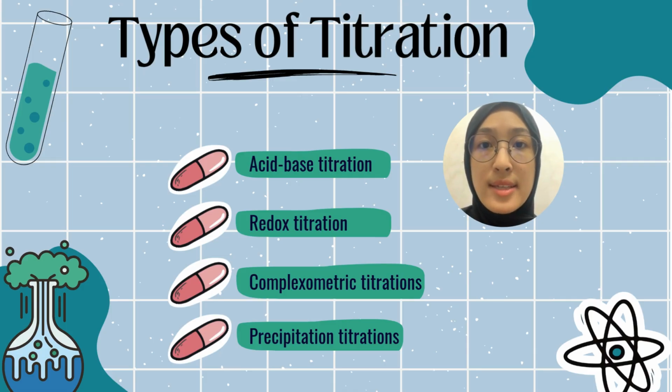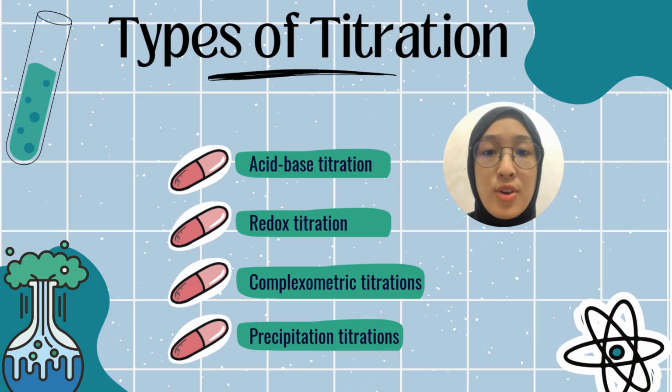So these are the types of titration that fall under volumetric analysis. The first one is acid-base titration, the second one is redox titration, which is the one that we will be explaining more on, as titration of chlorine falls under redox titration. The third one is complexometric titration, and lastly, precipitation titration.